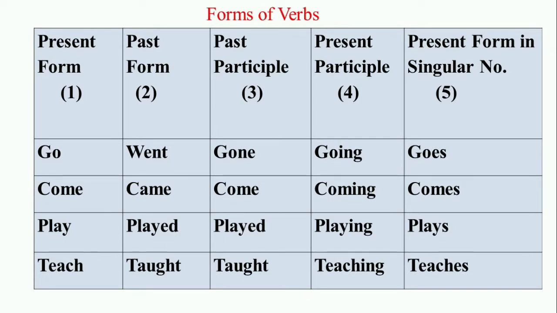Come is the first form. Second, came. Third, come. Fourth, coming. Fifth, comes. Play is the first form of verb. Second, played. Third, also played. Fourth, playing. And the fifth, plays.